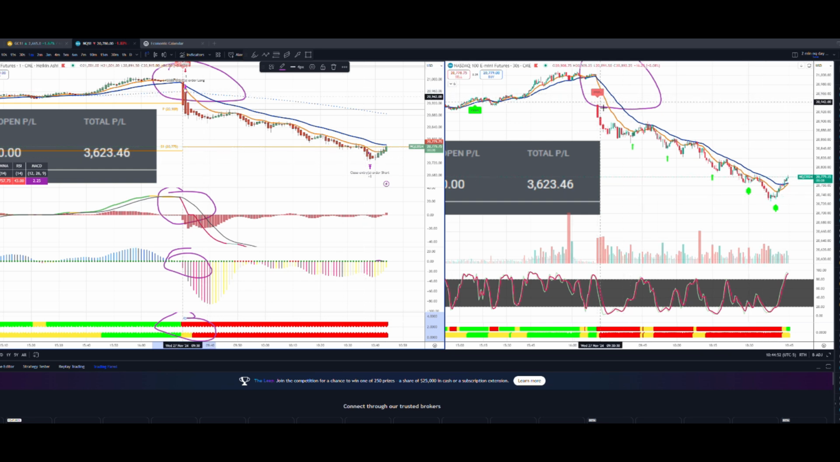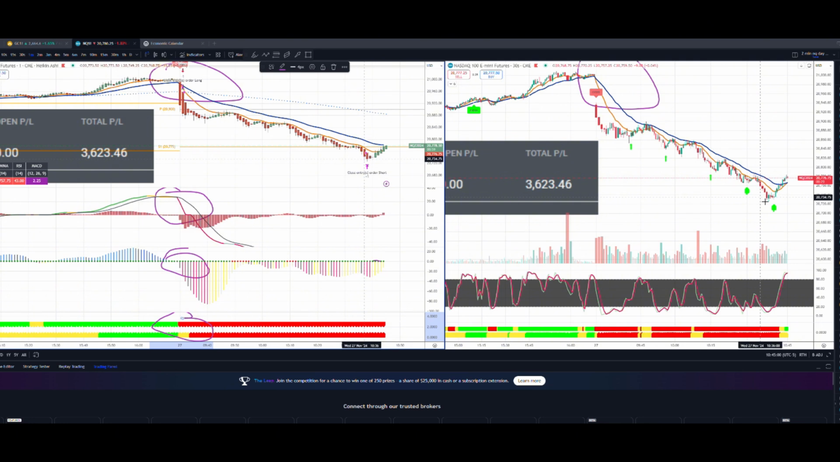20,740 was the bottom. 20,932 was the top. So 932 to 740, right? 192. Easy. 200 points. It's $20 a point. That's $4,000. Guess what? I got out a little early on my first two. Or my first half, I should say.